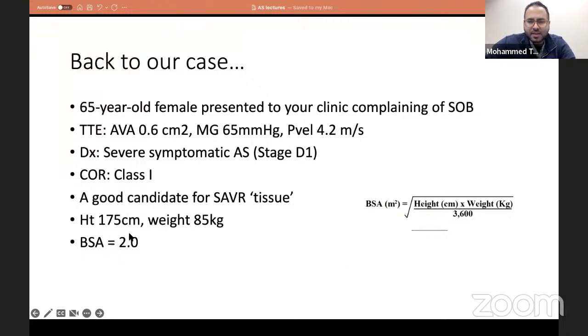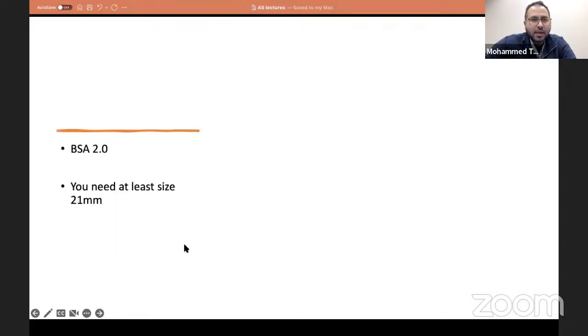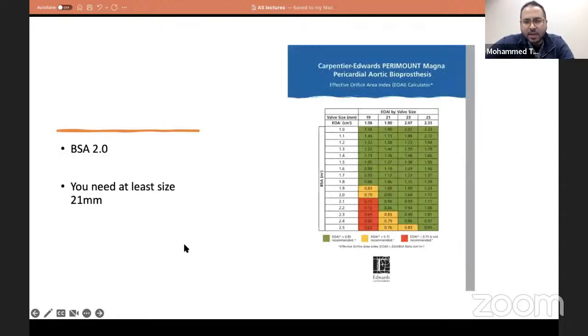You take that body surface area. So let's say that this patient has a BSA of 2, and you go to the chart of the valve that you might use. Looking at those charts, it depends on the company that makes the chart. So Edwards, for example, did that chart for the Magna Ease valve, and you can see that most of the chart is green. They just want to advertise their valve as a good valve with a low risk for patient prosthesis mismatch. But if you think about it from a body surface area of 1, I've never seen a patient with a body surface area of 1.